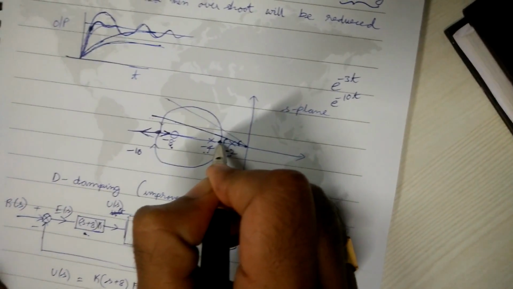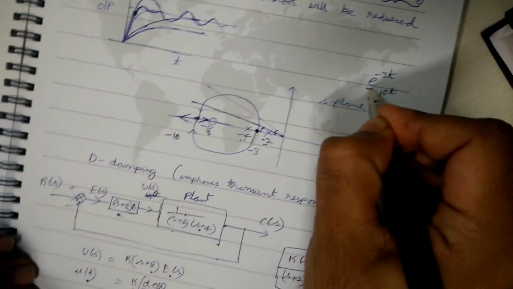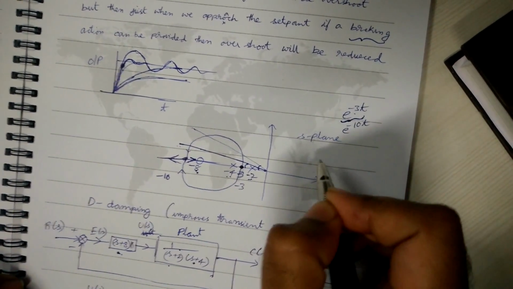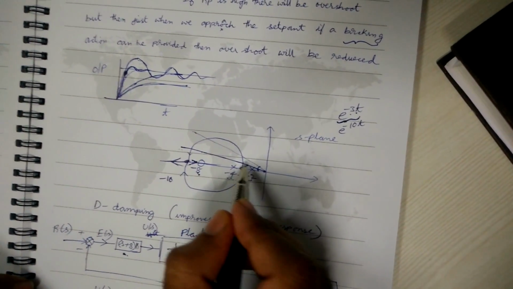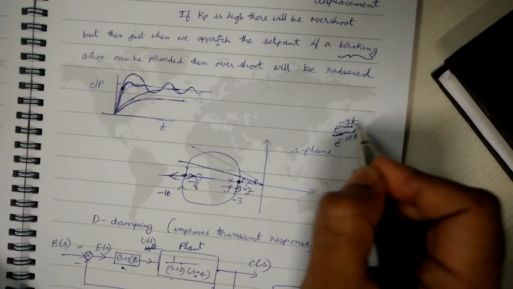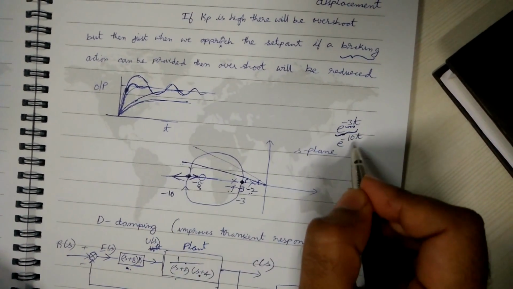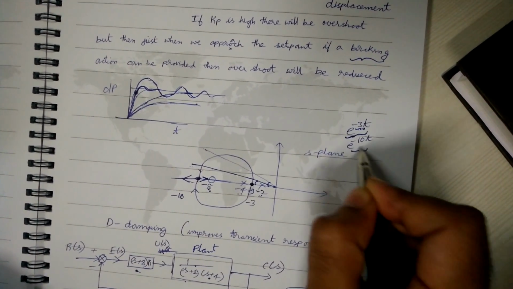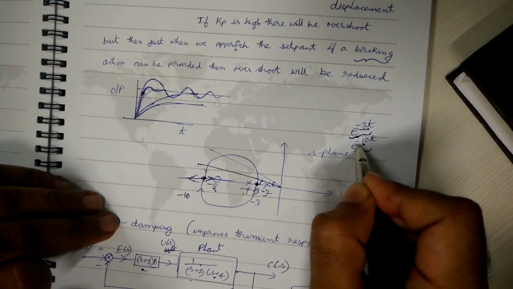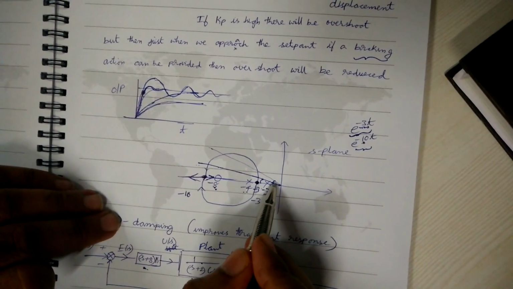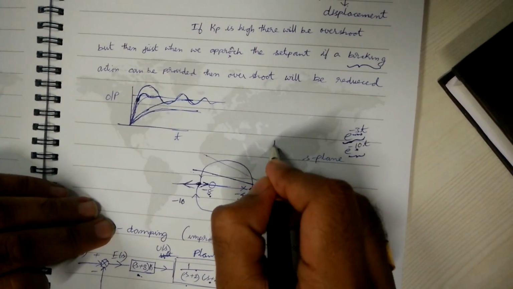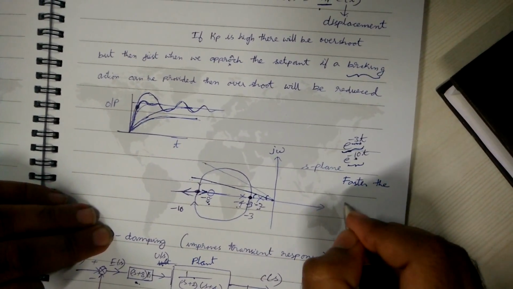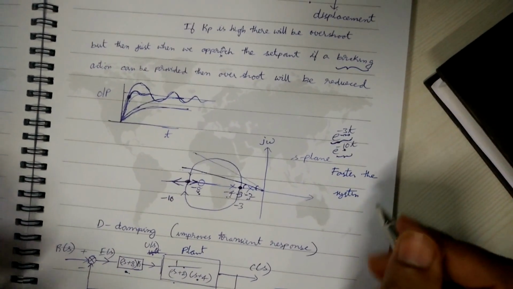Consider this point: for a certain value of gain, the poles will be at minus 3. So its transient response looks like e power minus 3t. It depends upon the real part. And for some high value of k, the pole will be at say minus 10. So the transient response depends, once again, on the real part. It will look like e power minus 10t. So the farther from the j omega axis, the faster the system response is.